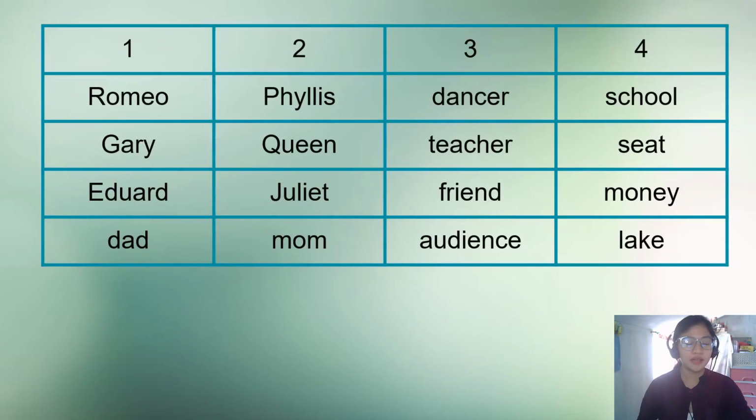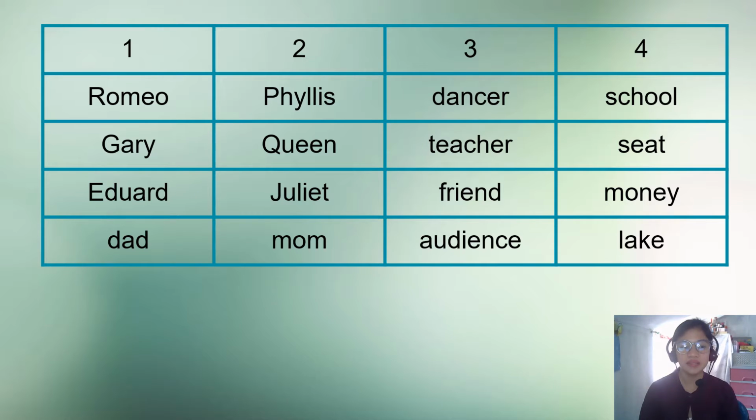Okay, so I have here a set of words that come from the story of A Dancer's Tale. I will be reading this set of words and you repeat after me. The first one, in column 1, we have Romeo, Gary, Edward, Dad. Again, Romeo, Gary, Edward, Dad.